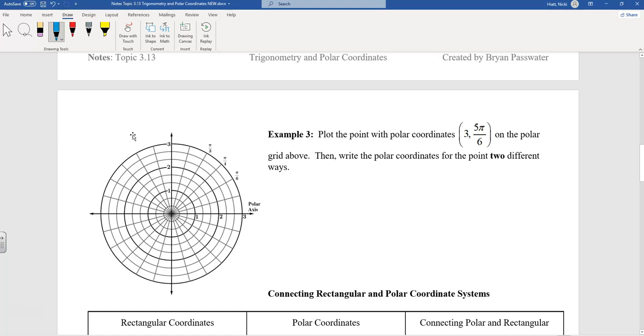Like when we start doing equations, today we're just doing points. We're not going to go past points today. Okay, so example 3 says for us to plot the point with polar coordinates. So I want you guys to do that for me. I'm going to freeze my screen so you can't see it. Plot that 3, 5 pi over 6.